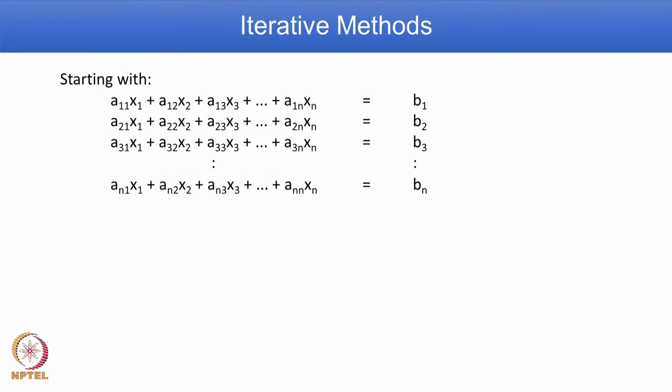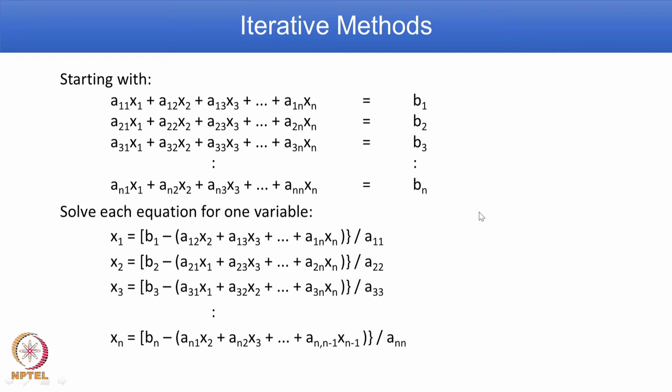So, let us start with the list of linear equations as we did before: a11 x1 plus a12 x2 plus a13 x3 all the way, and then b1 on the right side. Similarly, for all the rows, we get the last row an1 x1 all the way up to ann xn equal to bn. Now, what do we do? We start with the initial guess value. So, x1 is to be determined, and all other terms in the equation are brought to the right side as shown here.